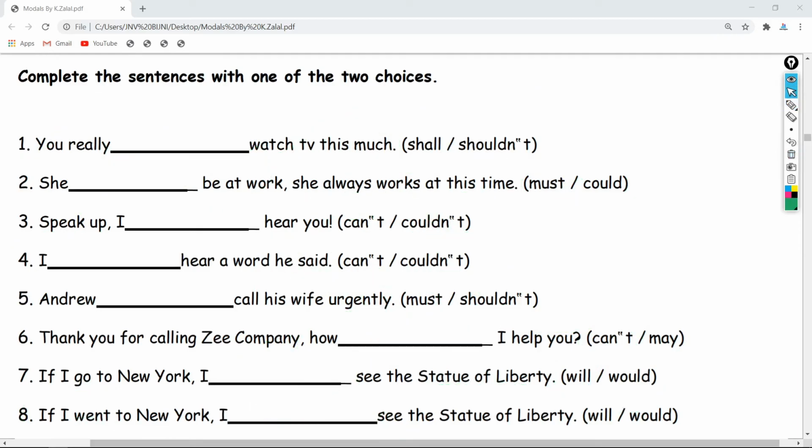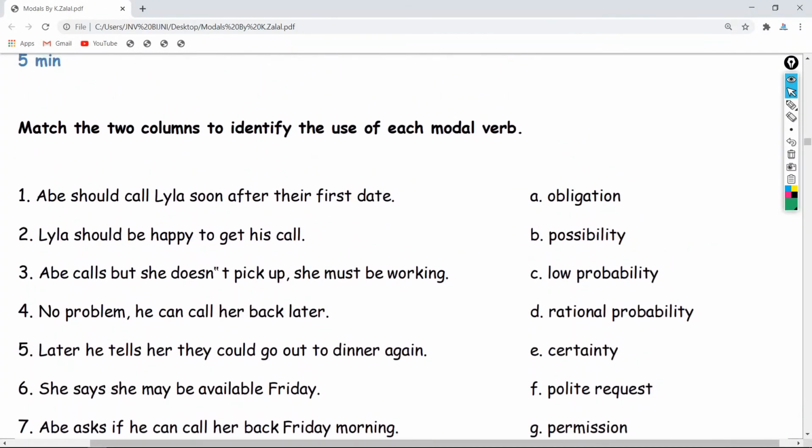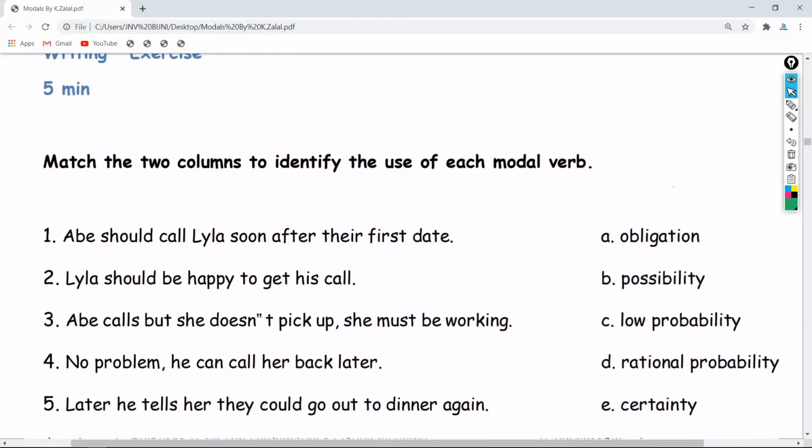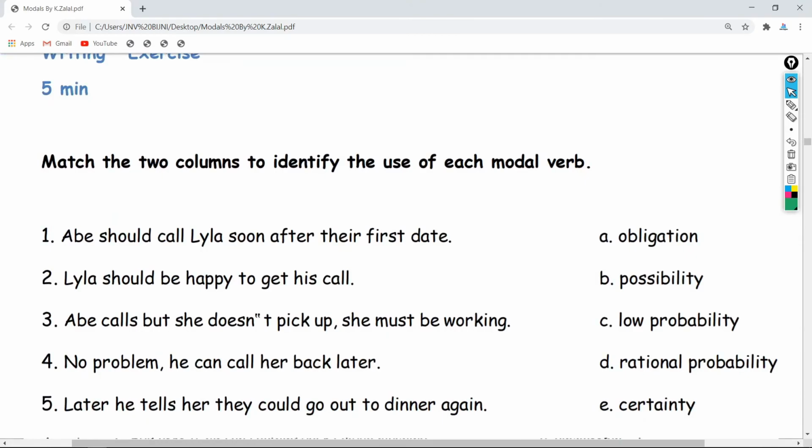So I suppose, my dear children, you have understood the application of the modals. Another type of question that may come in the examination, for your clarity of the concept, is: match the two columns to identify the use of each modal verb. If they should call Layla soon after their first date, Layla should be happy to get his call. If she calls but she doesn't pick up, she must be working.